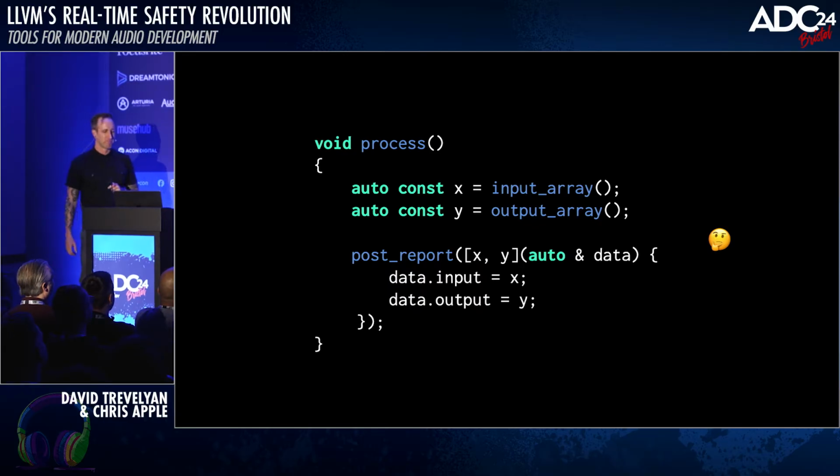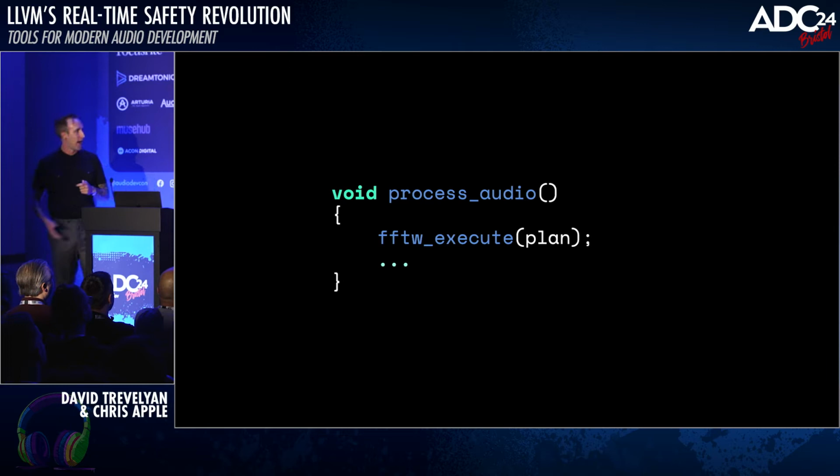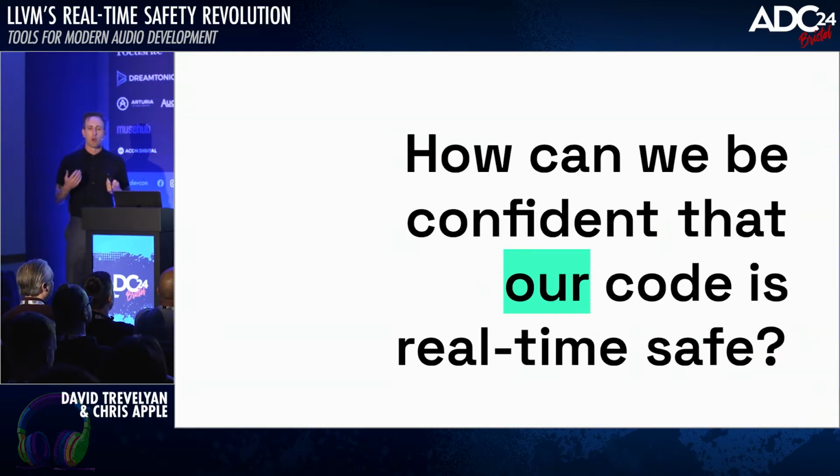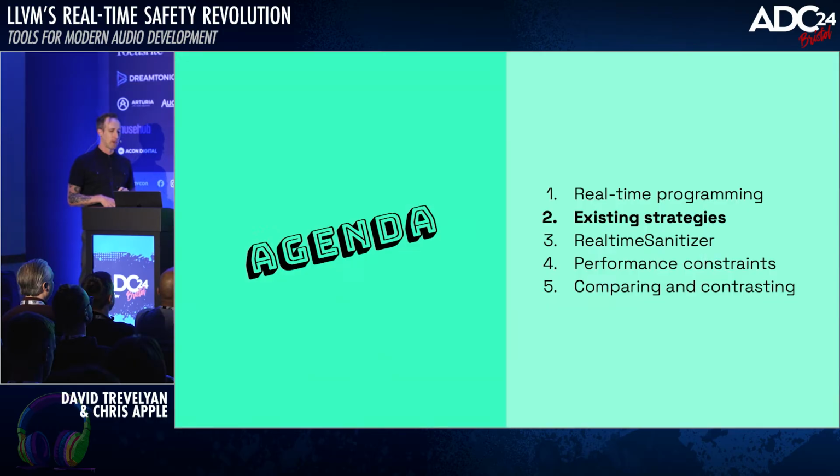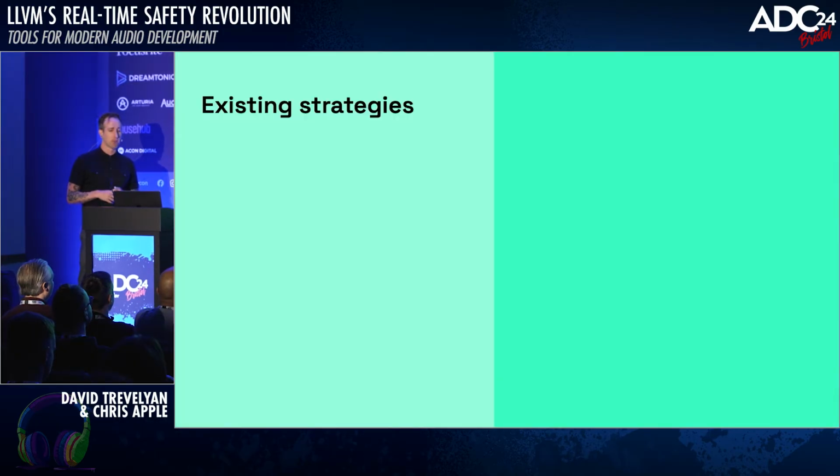I'm not really sure. And of course, third-party libraries. How do we make sure that third-party libraries are following the same rules that we are? So how can we be confident that our code is real-time safe before it gets to the customer? And that brings me to the existing strategies as they are today.